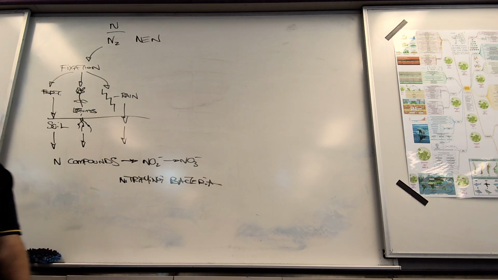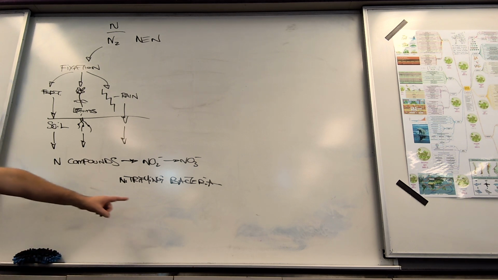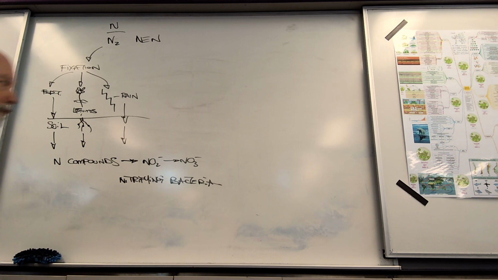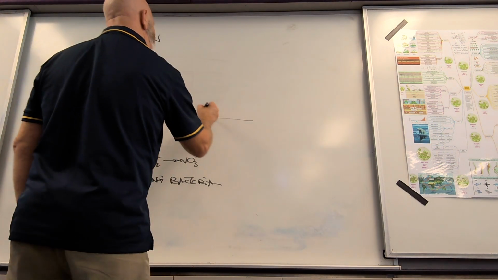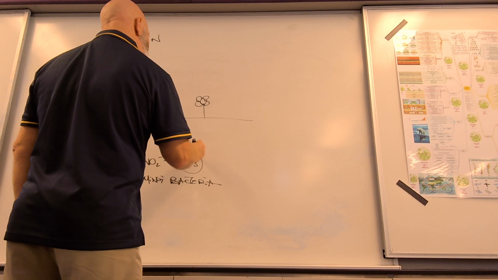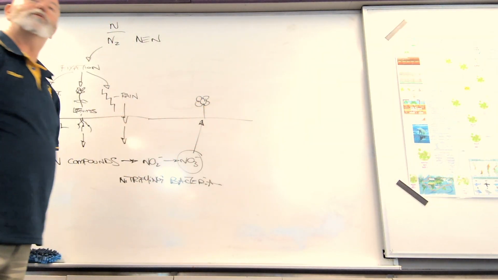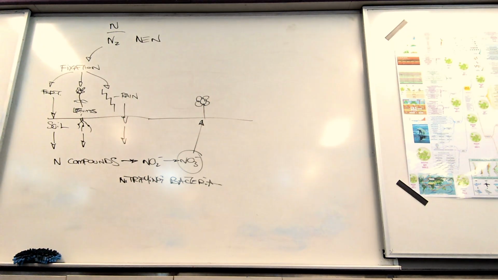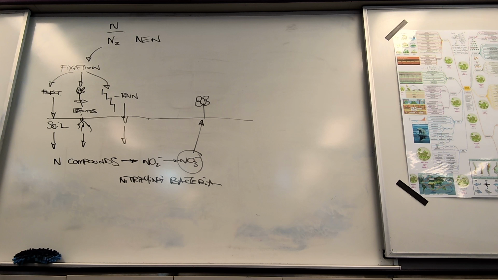The nitrifying bacteria. Okay? Why is it important that it creates nitrate? Because the plants can only use that. Plants can only use nitrate. So here, if I've got a plant, the nitrate can enter the plant through the roots. What process do we call that? Assimilation.